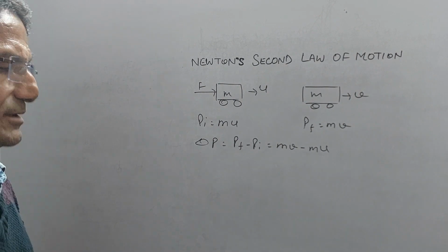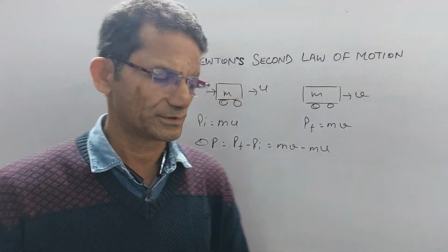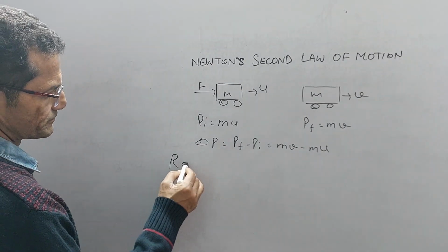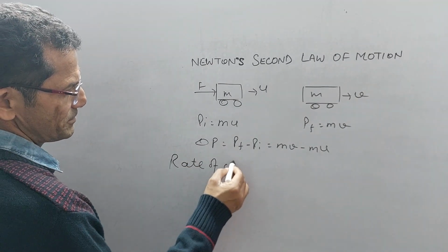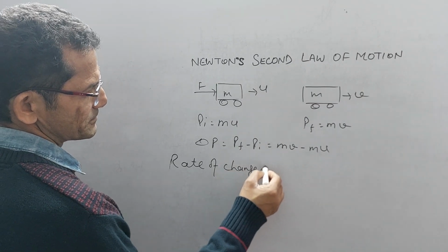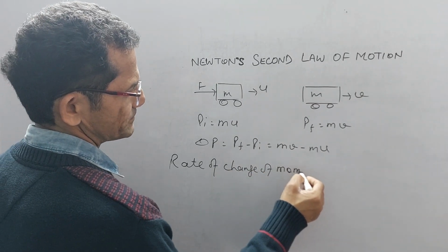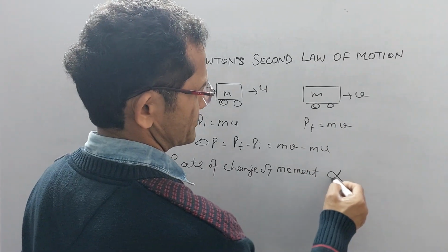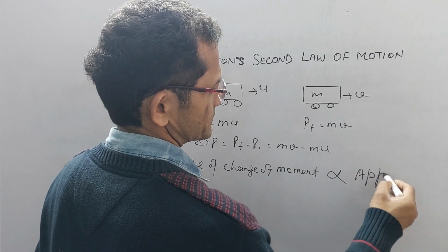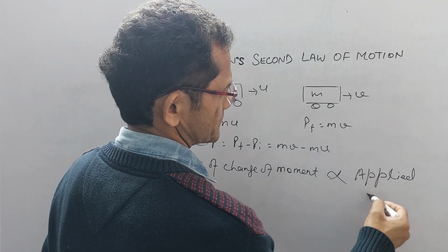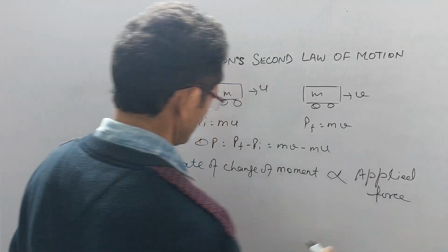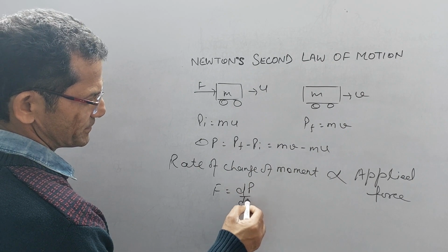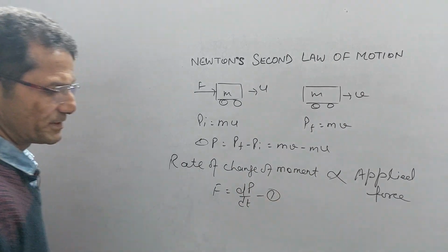Newton says that the change of momentum will be in the direction of the applied force. Therefore, according to Newton, the rate of change of momentum will be directly proportional to the applied force. So we have the formula F is equal to dP upon dt. This is the first form of this law.